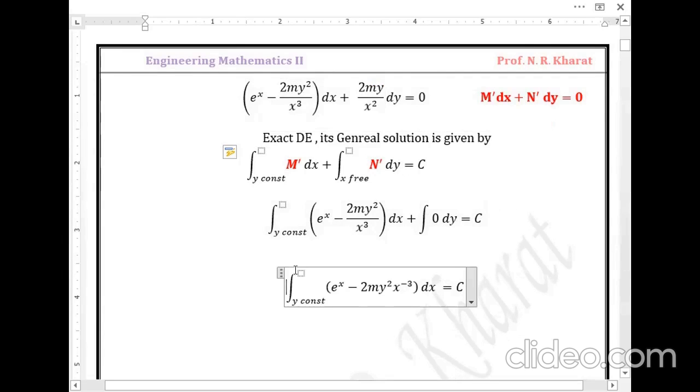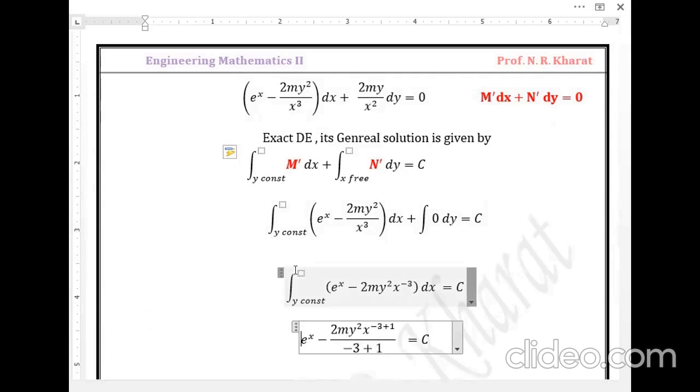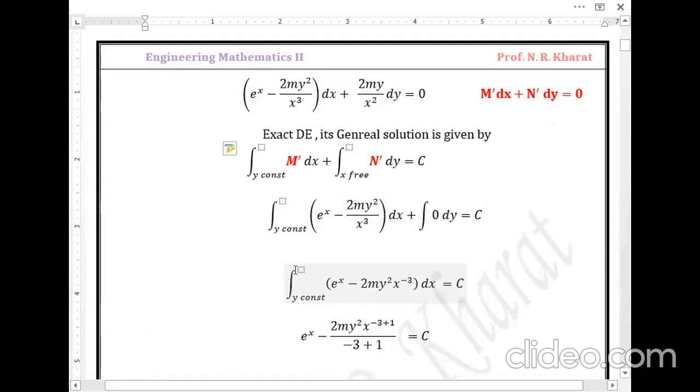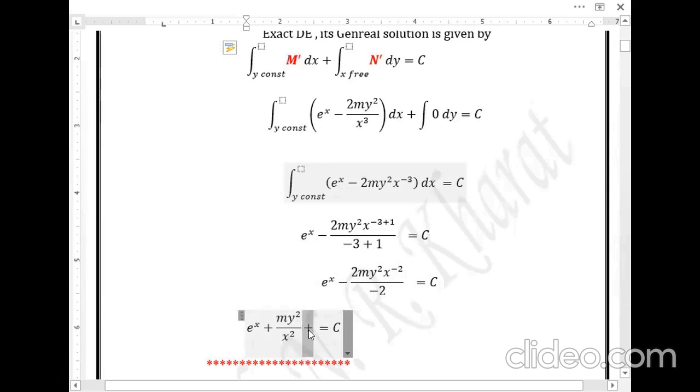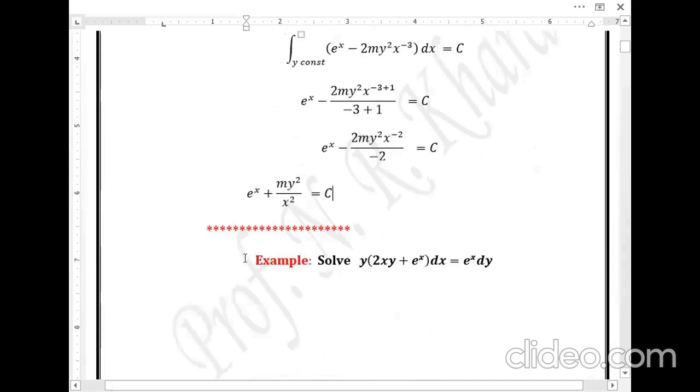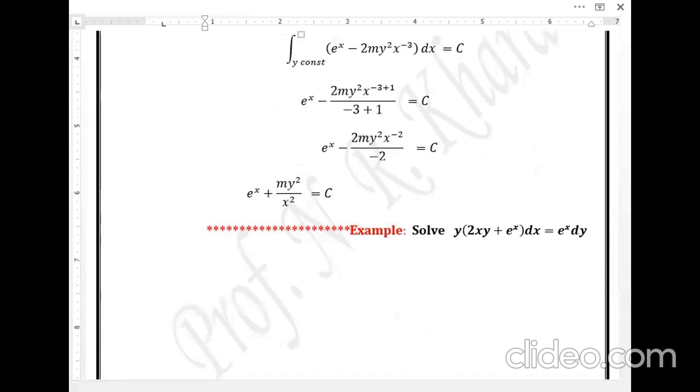The derivative of e raised to x is e raised to x, and the integral of x raised to minus 3 is x raised to minus 2 divided by minus 3 plus 1. Then making the simple calculations, we got the solution of the differential equation, that is e raised to x minus 2my square x raised to minus 2 divided by minus 2. It's minus 2 and this minus becomes positive, so the 2 gets cancelled. We get the final solution: e raised to x plus my square x square is equal to c. This is the final solution of our differential equation, which is not exact. So we will move on to the next one.